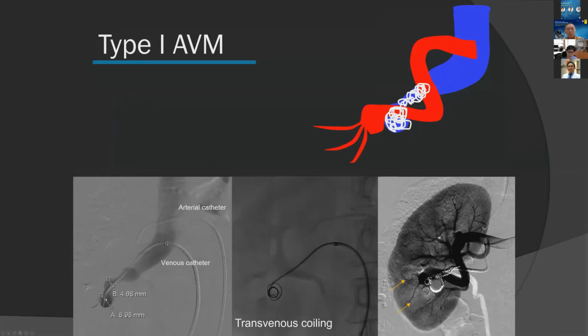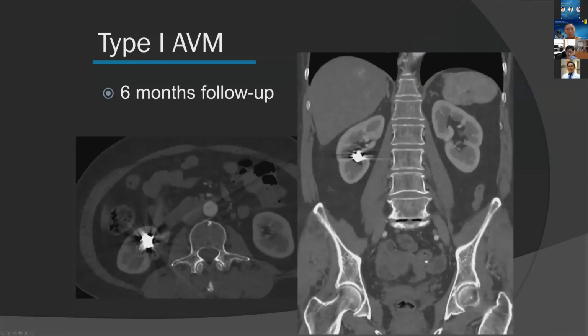Transvenous embolization was performed in this patient. This is the transvenous catheter, and coil embolization was performed, and final angiography shows we could save the parenchymal branch and without evidence of residual AVM. These are follow-up images. You can see no parenchymal infarction or residual shunt flow.